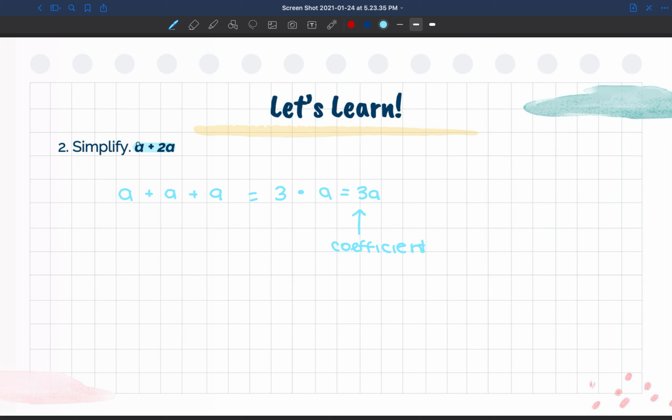And A and 2A are considered like terms, because they share the same value of A.